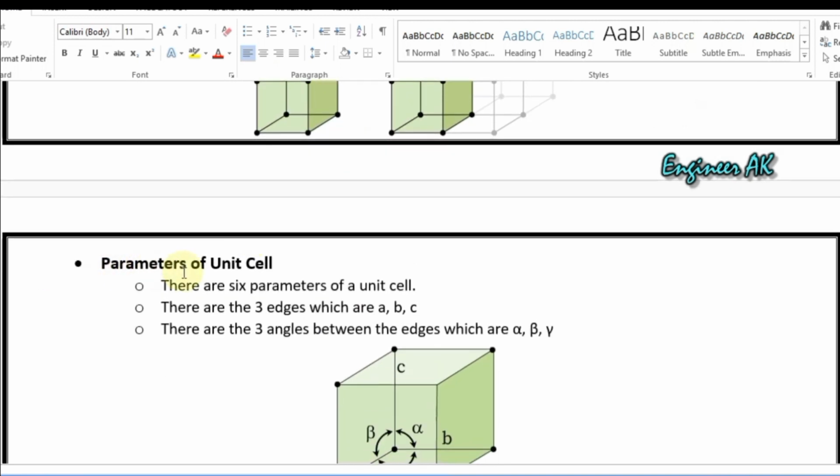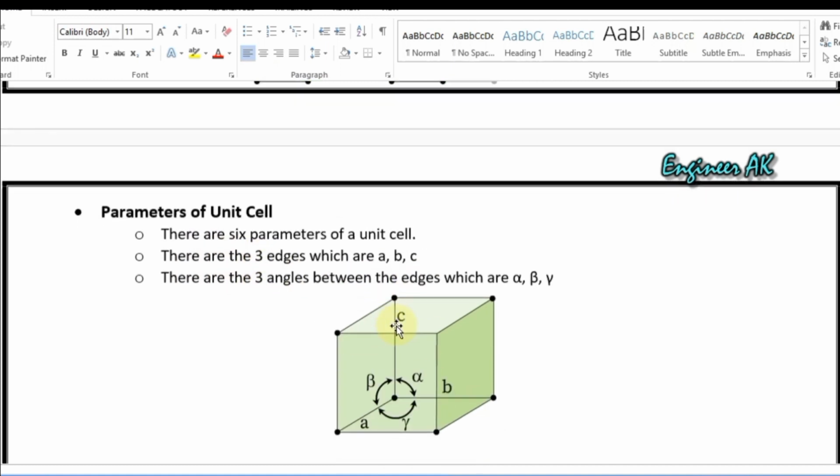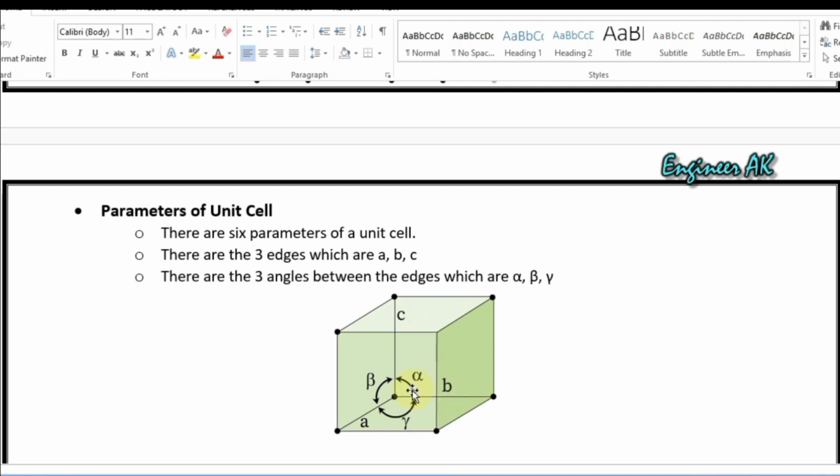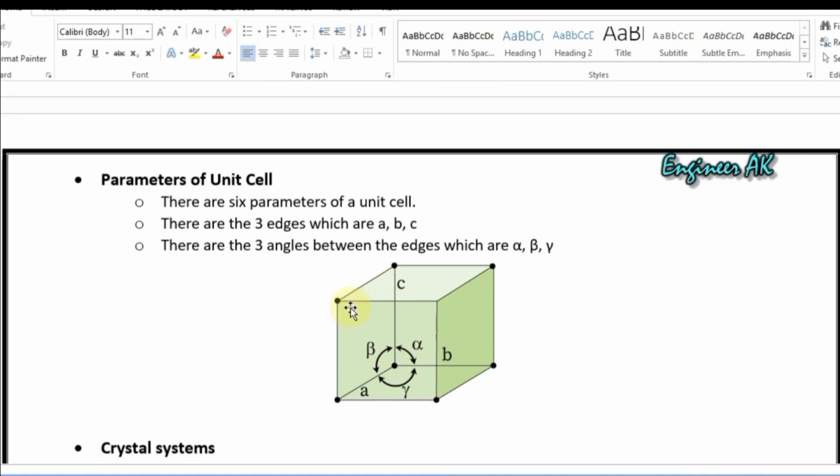Now this unit cell is represented by some parameters. What are these? There are 6 parameters of a unit cell, and these 6 parameters include 3 edges, A, B and C. If you see this one B, this one C, and this one A, these are the 3 edges, right? And there are 3 angles between the edges, which are alpha, beta and gamma. Between B and C we have alpha, between C and A we have beta, and between A and B we have gamma, right? So to define the whole unit cell, we need 6 parameters, 3 edges and 3 angles: alpha, beta and gamma, and A, B, C, or whatever names you give to the edges, right?